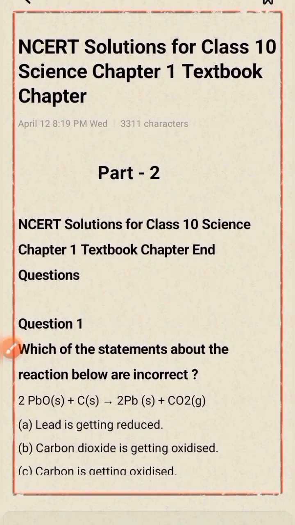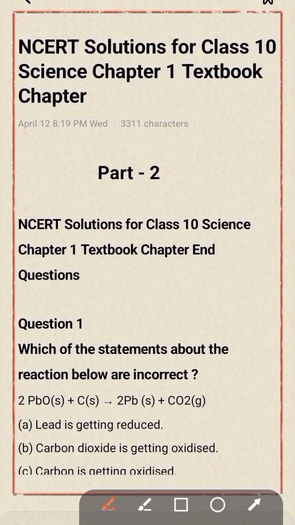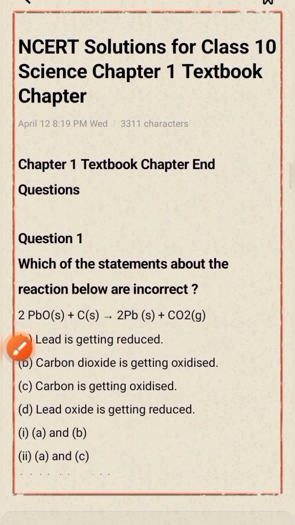My dear viewers, now we discuss the NCERT solution for class 10 science chapter 1 textbook exercise. Part 2. To take part 1, please see the description box. Now, question 1: which of the statements about the reaction below are incorrect? 2PbO solid plus carbon solid form the product 2Pb solid and carbon dioxide gas. Options A, B, C, and D.